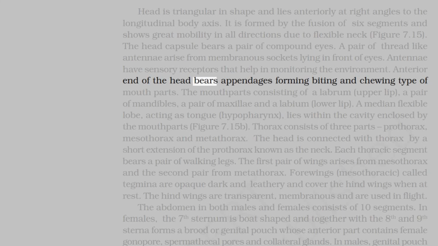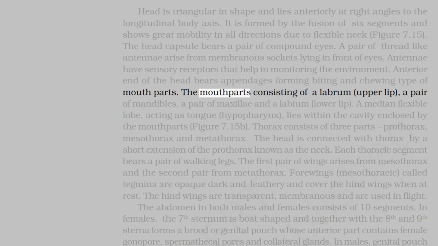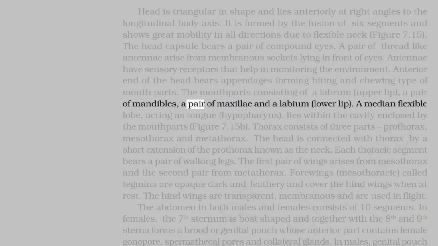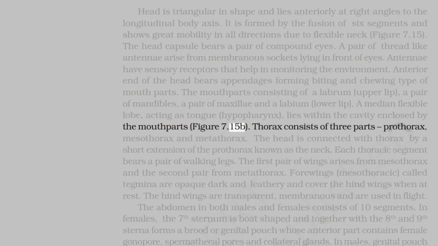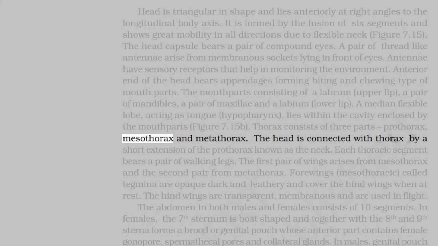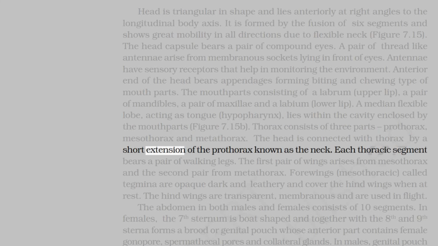Anterior end of the head bears appendages forming biting and chewing type of mouth parts. The mouth parts consist of a labrum, upper lip, a pair of mandibles, a pair of maxillae and a labium, lower lip. A median flexible lobe, acting as tongue, hypopharynx, lies within the cavity enclosed by the mouth parts, figure 7.15b. Thorax consists of 3 parts, prothorax, mesothorax and metathorax. The head is connected with thorax by a short extension of the prothorax known as the neck.